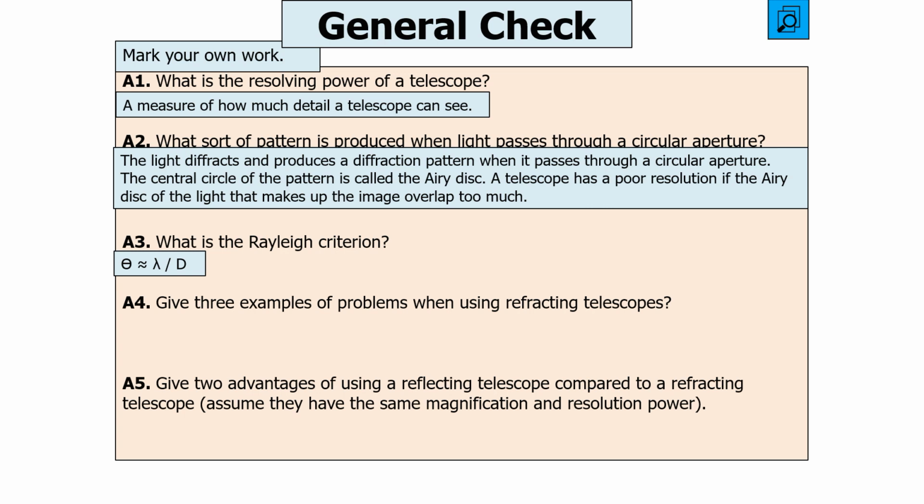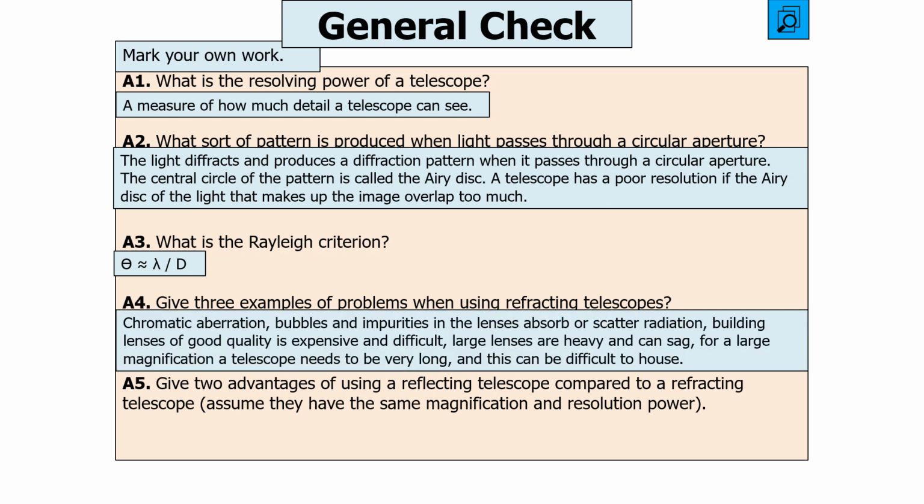Now, the issues with refracting telescopes are you'll get chromatic aberration, bubbles and impurities in the lens which will absorb or scatter radiation, so you won't get a very clear image. Building lenses of good quality is expensive and difficult. Large lenses are heavy and can sag, and for a large magnification a refracting telescope needs to be very long and it can be difficult to house.